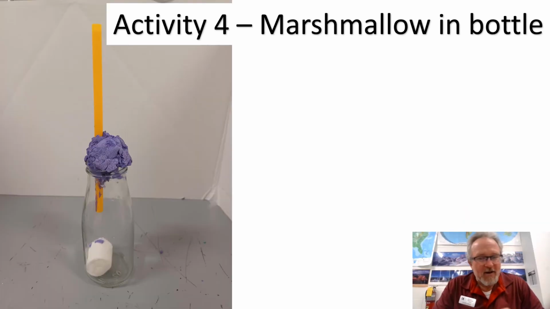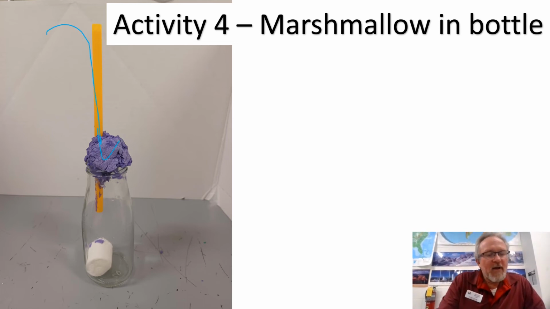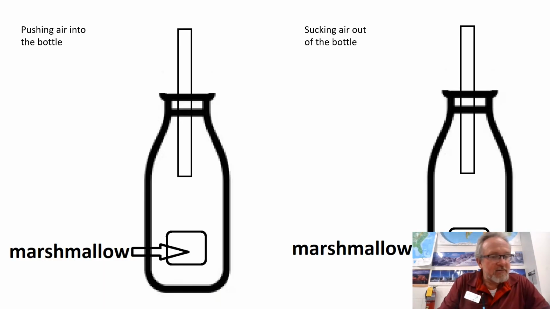Now, the marshmallow in the bottle, this was really, really subtle. If you pushed air into the straw, the marshmallow has air inside of it, and that air has a certain pressure. You made the pressure around the marshmallow become a little bit higher than the air that was inside the marshmallow. So you should have seen the marshmallow kind of squeeze together a little bit. It was very, very subtle.